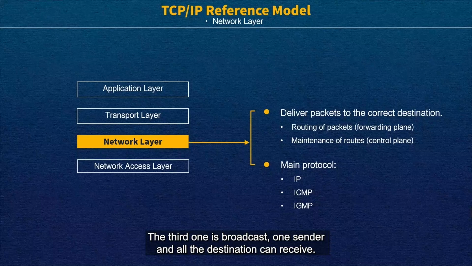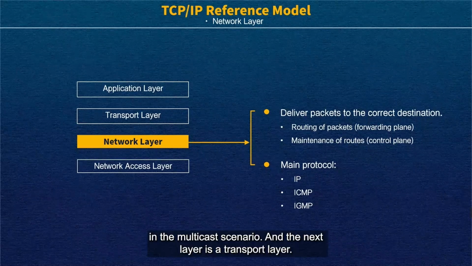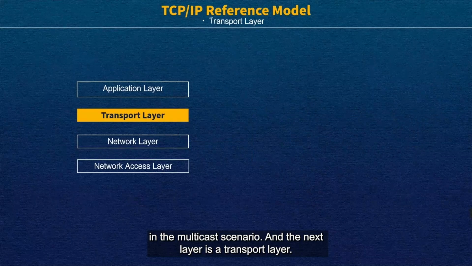One sender and all the destinations can receive. So we have three types. And IGMP is usually used for multicast. And the next layer is the transport layer.